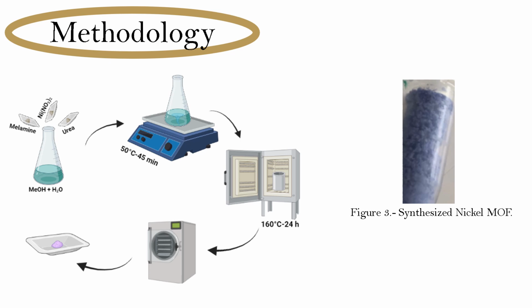For the nickel MOF, a solution of nickel nitrate, melamine, urea, water, and methanol was prepared. Said solution was stirred and heated, maintaining a temperature around 50 degrees centigrade for 45 minutes. Afterwards, it was placed in a hydrothermal reactor for 1 day at 160 degrees centigrade. Once this period had elapsed, the MOF had formed and was vacuum filtered and dried.